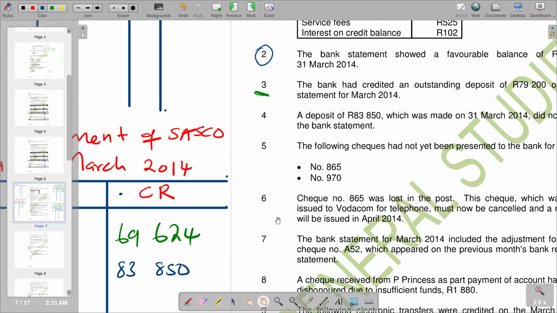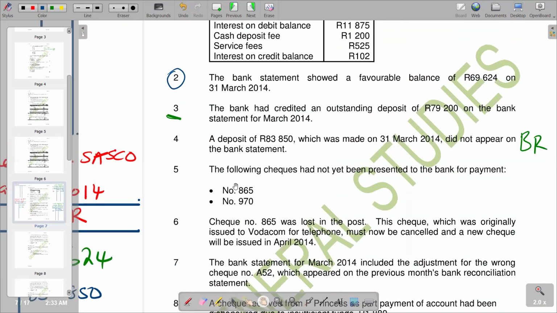On the next one, it reads: the following checks had not yet been presented to the bank for payment. We have check number 865 and check number 970. So we try to check the information that we are given in the question in terms of those checks. We need to identify which checks are being referred to there. So we can go back to the information that we have in the question.